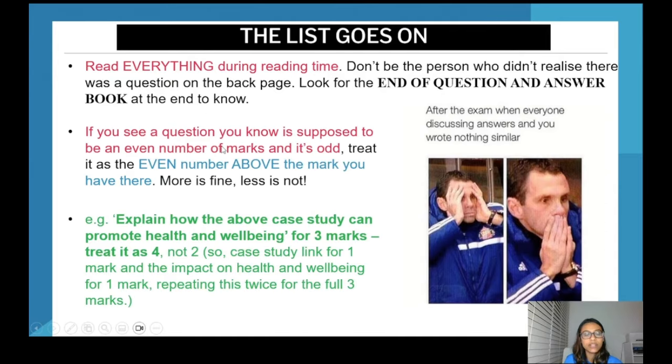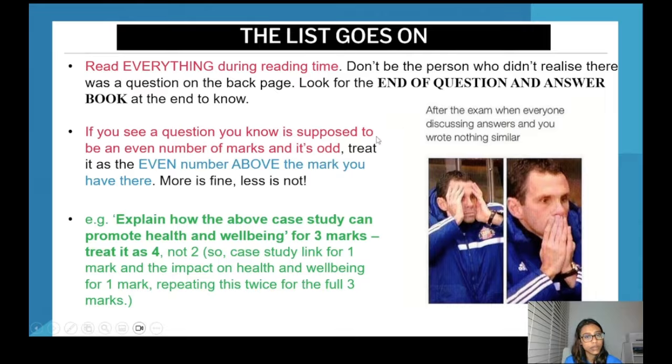I think I'm over time already, but you can stay for a couple minutes. Read everything during reading time. Don't be that person. Don't be this guy. Although I love the color of that jumpsuit. You know, jumpsuit. Yeah, athletic wear. Don't be this guy.